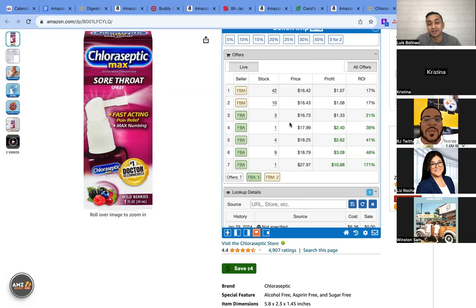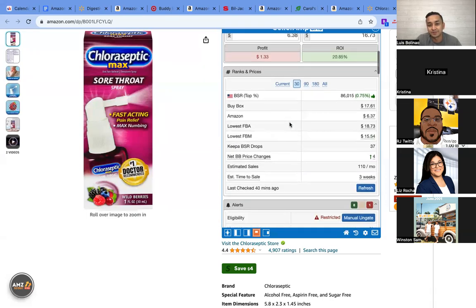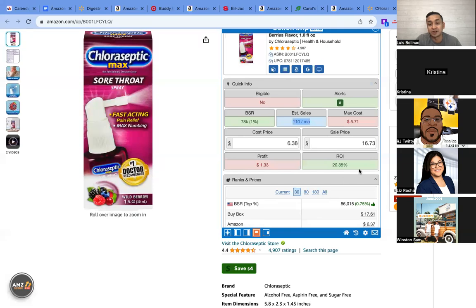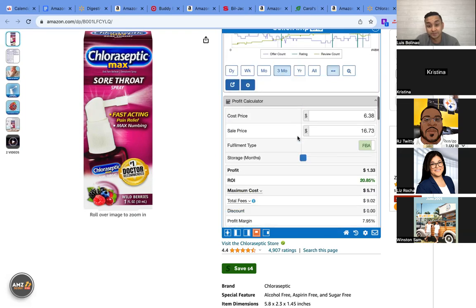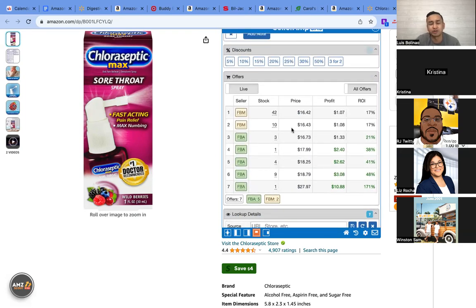So if you guys are looking at this data, would you guys do it? So this product is giving you a 20% ROI. It's selling at 110 times a month. And you're sharing the sales with these other sellers with this much inventory. Would you guys buy it? Not looking at the FBM, I wouldn't. So let's see. Winston is a yes. Javier is a yes. Liz is a no. Jerry is no.